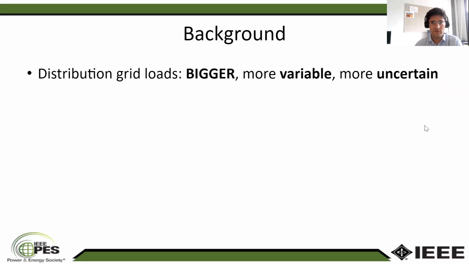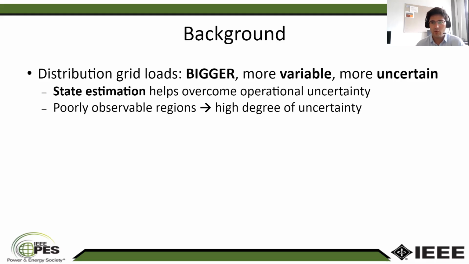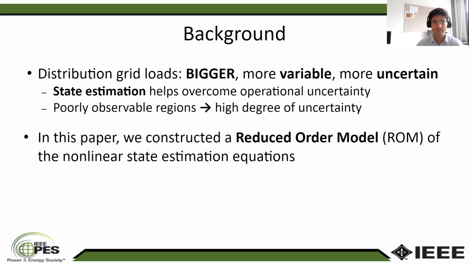Now, we all know that distribution grid loads are getting bigger, for example, electric vehicles, more variable, for example, distributed energy resources, and generally more uncertain. Now, state estimation is a tool which helps system operators overcome the associated operational uncertainty. However, when a distribution grid has pockets of poor observability, this can lead to a high degree of uncertainty in the solution of the state estimation problem.